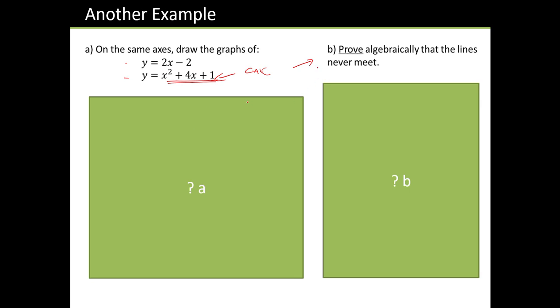So I'd like you to look at your sketch, but then I'd like you to try an algebraic road and to show me that the lines never meet. And never meet, I'm going to say to you, tells you something about the discriminant, is the clue that I'm going to give you. So pause the video here.